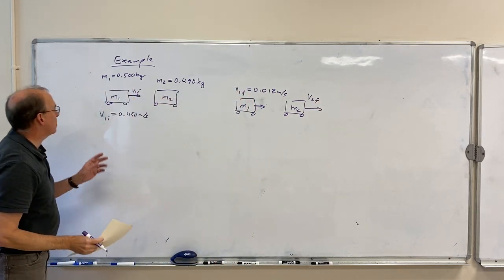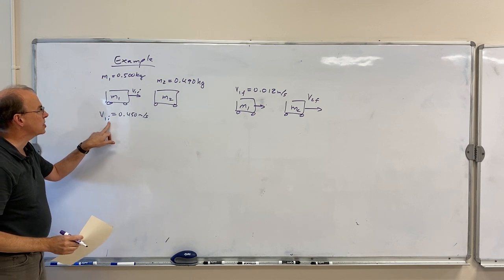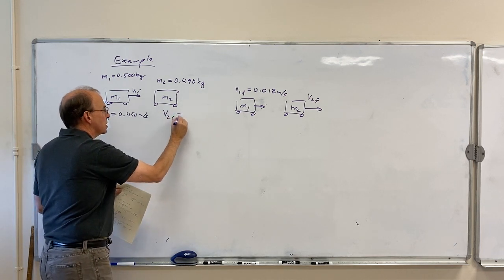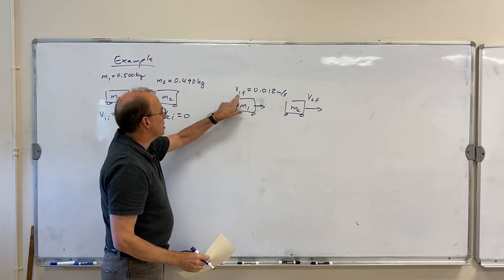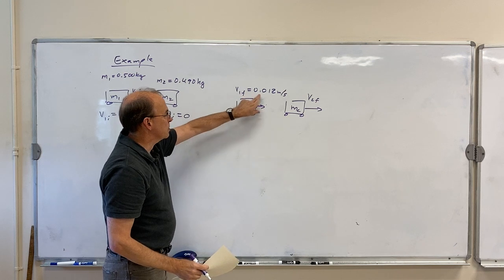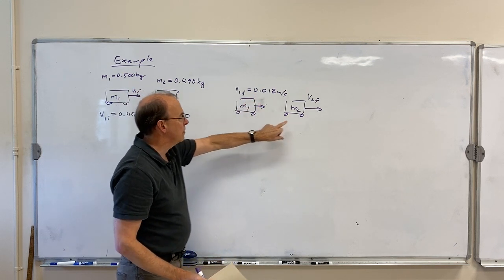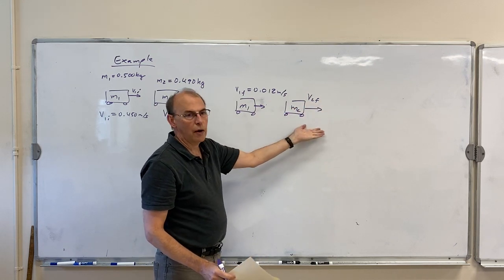Notice how I'm labeling these. This is V1, the 1 means cart 1, the I means initial. This is V2, initial is 0, cart 2 was just sitting there. V1 final means cart 1, final, is moving this fast. Since it's positive, it means it's going to the right. V2 is cart 2, F means final, and we want to know how fast that is.